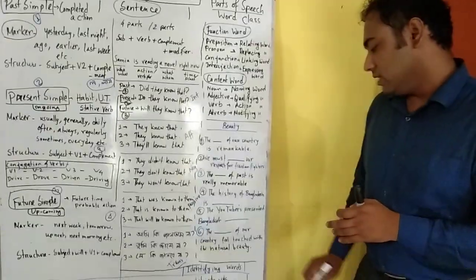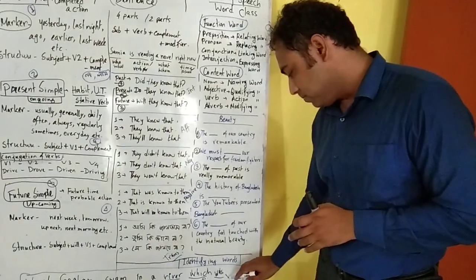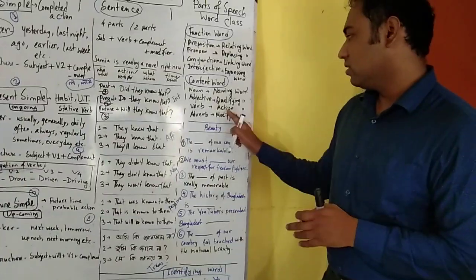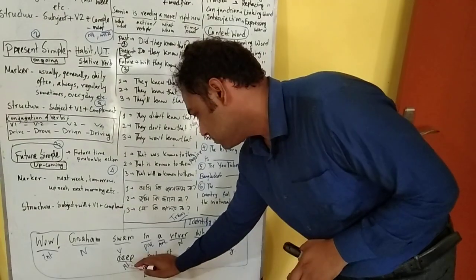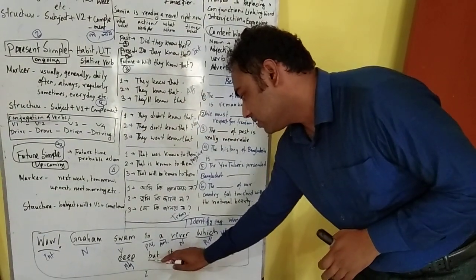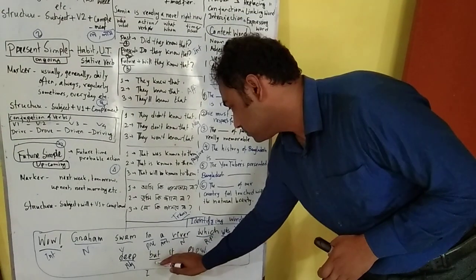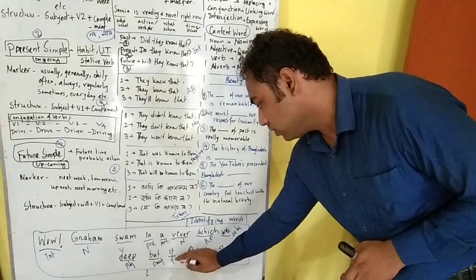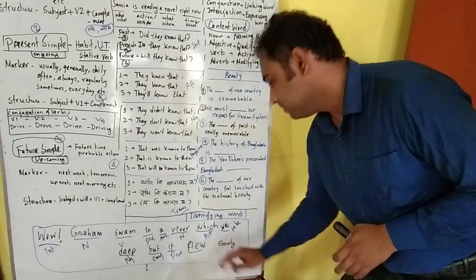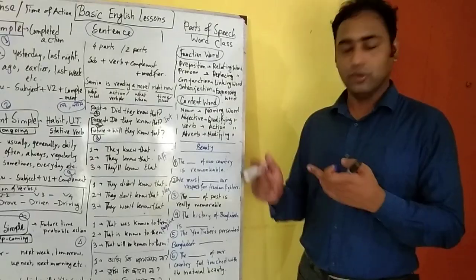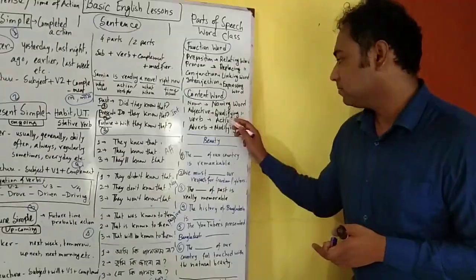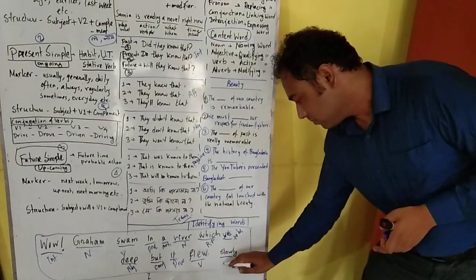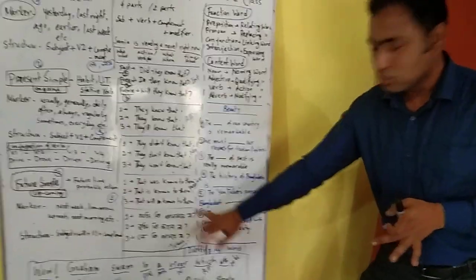Was, this is not an auxiliary verb, rather it is a to-be verb. Deep, it's a qualifying word, so it's an adjective. It talks about the depth. But is a linking word, that is a conjunction. It is referring to river, so it is also a pronoun. Flew, this flow, flew, flown. This flow is a verb, an action word. And slowly, this is an adverb, it is modifying the verb. So you have understood the words, hopefully.